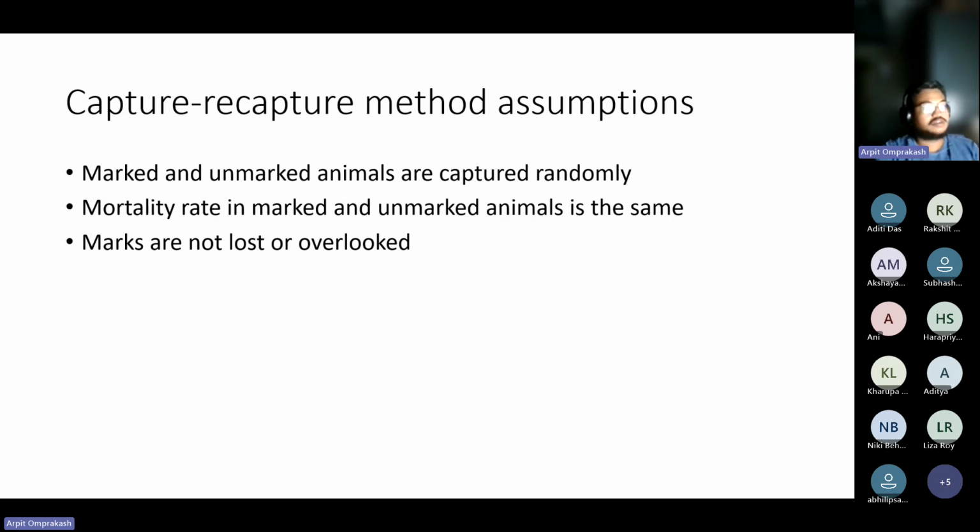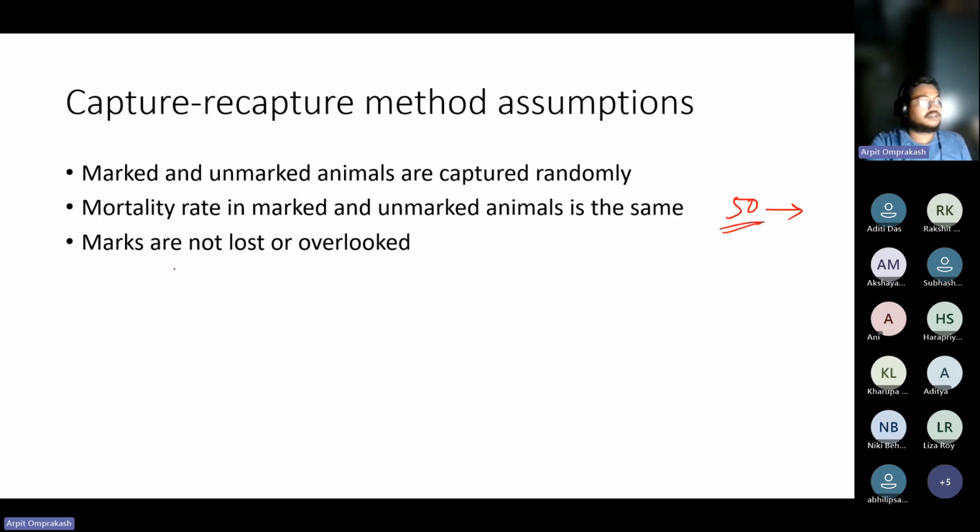The second thing is that the mortality rate of marked and unmarked animals is the same. So let's say you mark 50 individuals and they have a higher mortality than other individuals. What might happen is more of these 50 individuals might get lost. So the next time you are capturing, you might not be capturing what is exactly the population size, because more of these individuals are dying and fewer of the other ones are dying.